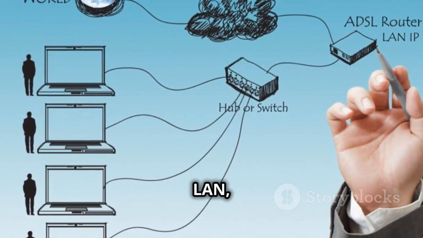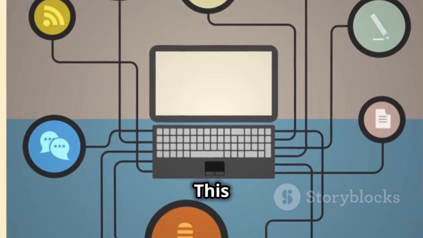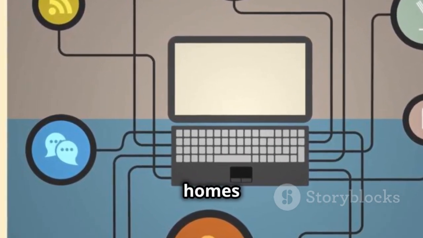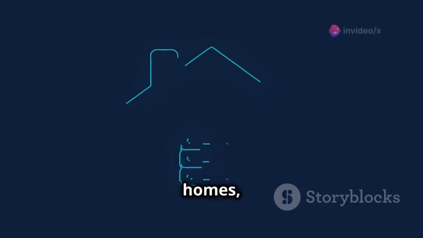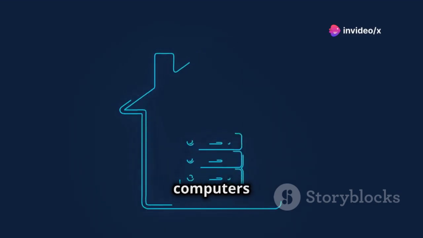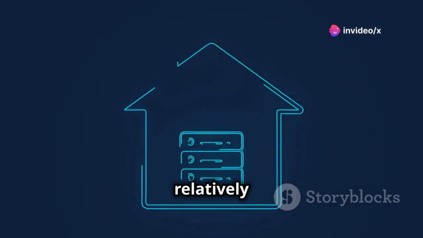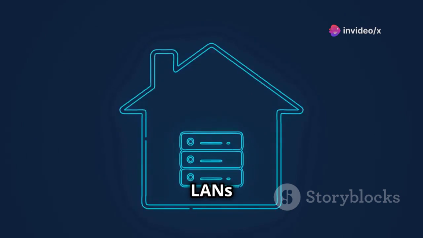Next is LAN, or Local Area Network. This type of network is very common in homes and offices. You find these in homes, schools and offices, connecting computers and other devices in a relatively small area. LANs are essential for sharing resources like printers and internet connections within a building.